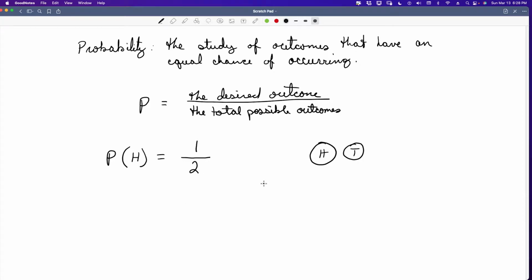This is the probability of a coin being tossed landing on heads. It's a 1 out of 2. That can also be called a 50% chance. You can put that into a percentage, and it's just fine.